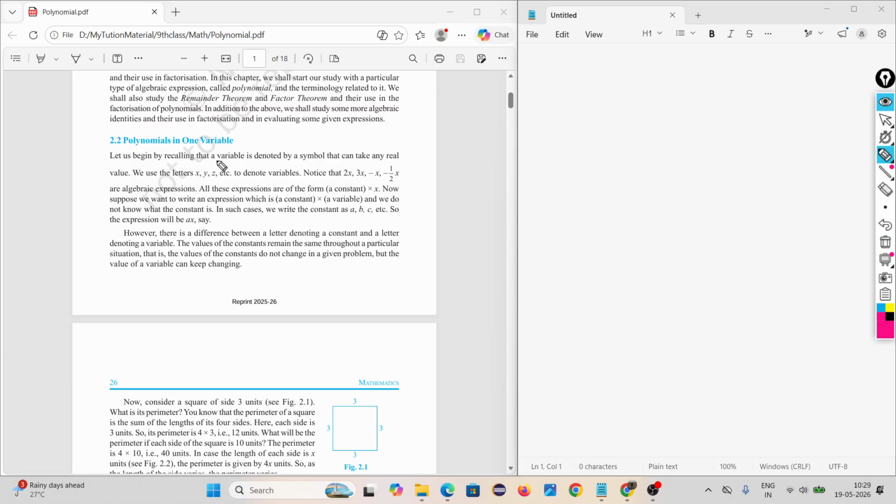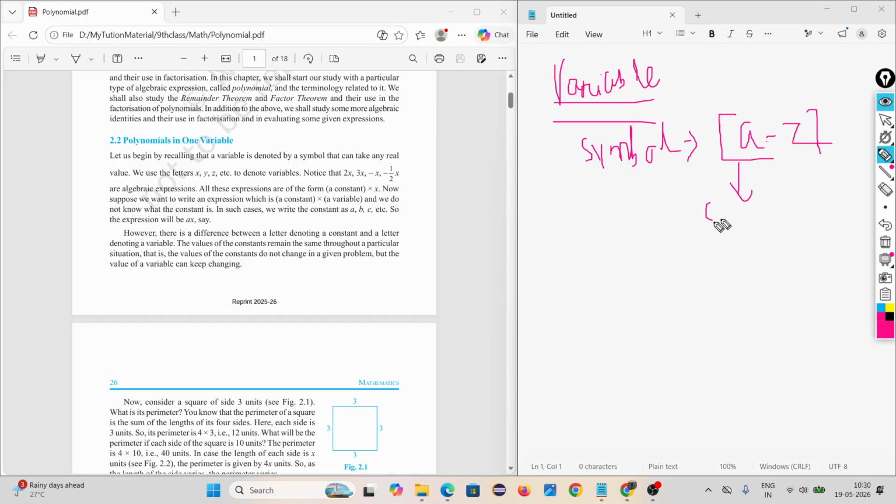Let us begin by recalling that a variable is denoted by a symbol that can take any real value. What do you mean by variable? Before starting polynomial in one variable, first we have to understand variable. A variable is denoted by a symbol, usually small a to small z, an English alphabet letter, that can take any real value. Its value is not fixed.